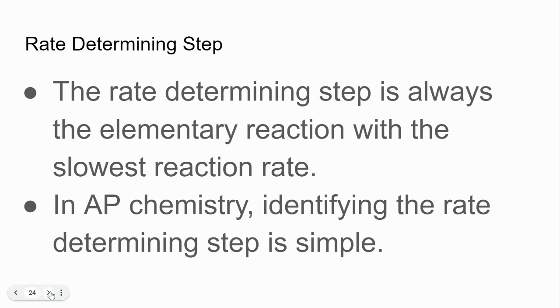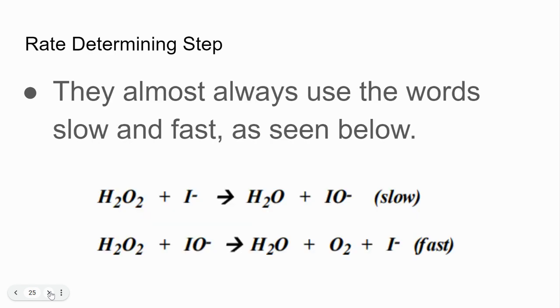In AP Chemistry, they make identifying the rate determining step super simple. They're going to use the words fast and slow. The slow one is the slow step. The fast one is the fast step. As simple as that. So in this, the first step is the rate determining step.